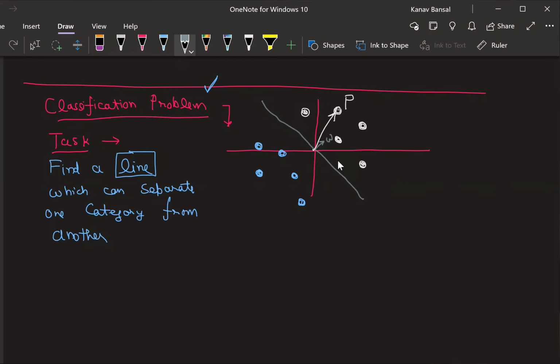Now, tell me one thing. We have studied a concept called dot product. Given this line, or this W, and given this point P, can't I compute the dot product between W and P? Yes or no? I can compute it, right? So what will be the dot product? Let me represent this dot product like this: length of W vector into length of P vector into cos theta. Theta is nothing but the angle between W and P.